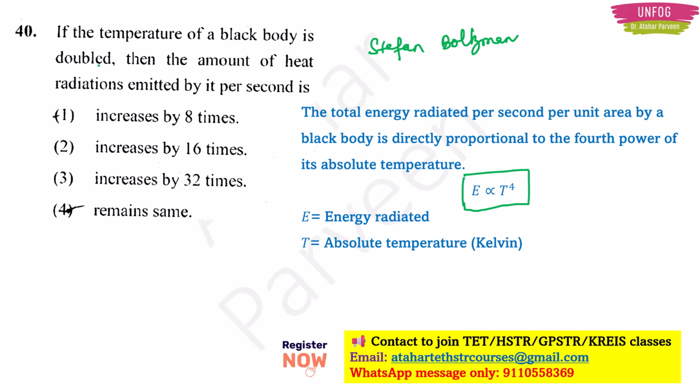Here they are telling that the temperature of the black body is doubled. So in place of T, what you have to write? You should write (2T) to the power 4, right? So this is going to be equal to 16 T to the power 4. So its original was 1, which means when the temperature is doubled, then the amount of heat radiation emitted per second will be 16 times more than the original one, or increases by 16 times. So option 2 will be the correct answer here.